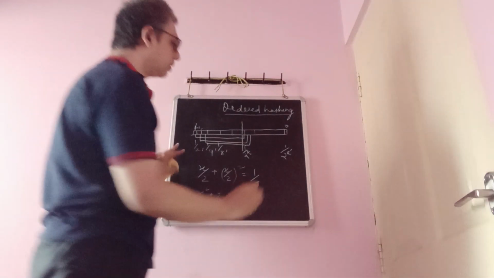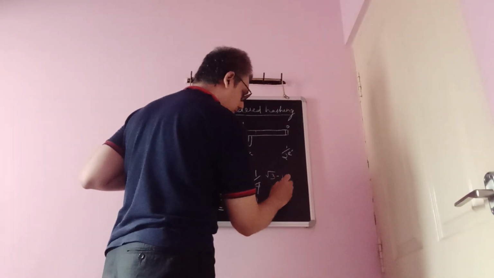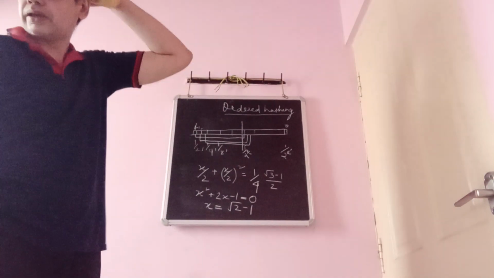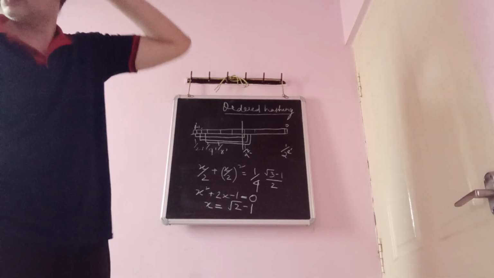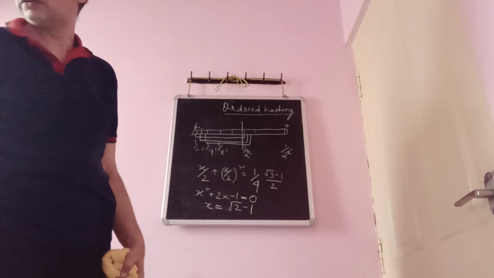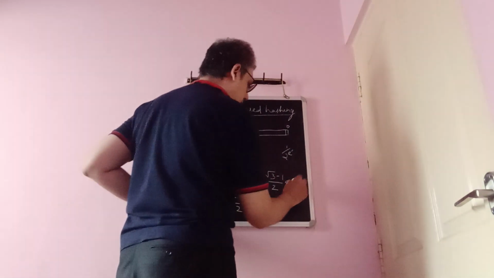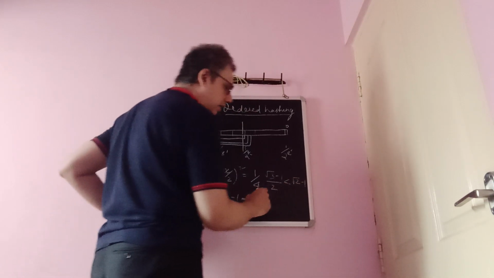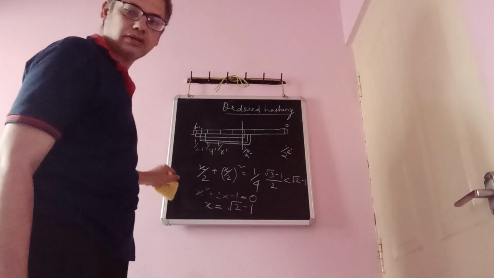Now you will notice that the value of (root 3 minus 1) by 2 here is less than root 2 minus 1. Very, very marginally, but it is still less. You notice also that it is very, very close to half.